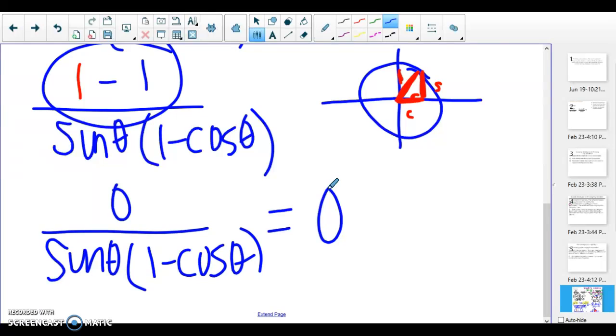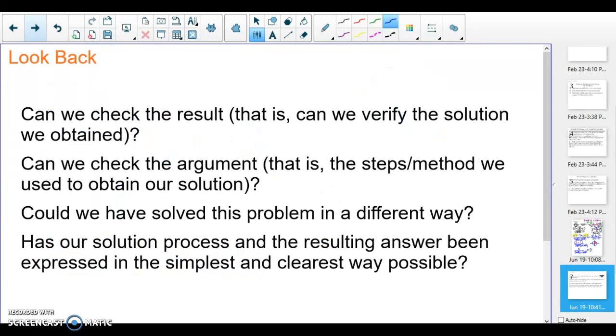So, have I gone back to when I was understanding the problem? What was my goal? My goal was to prove the left side was equal to the right. Have I done that? Yes, I have, because 0 divided by anything is 0. So now I'm going to say, okay, can we check the result? Can we verify the solution? Can we check the argument? Could we have solved it a different way? Has the solution process and the resulting answer been expressed in the simplest and clearest way possible?